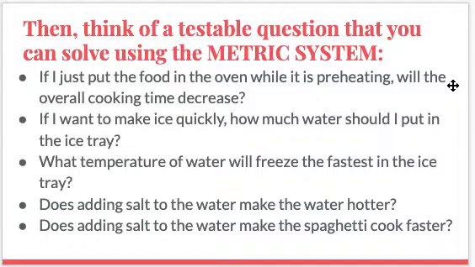So then, using whatever observations you make, think of a testable question that you can solve using the metric system. So here were some testable questions that you could solve. If I just put the food in the oven while it's preheating, will the overall cooking time decrease? So instead of waiting for the oven to preheat, can I just put the pizza or whatever in a cold oven, and is the overall cooking time shorter than if I wait to preheat it and then put the pizza in?